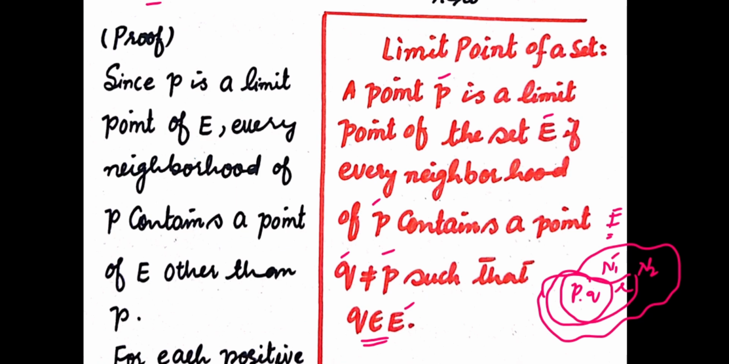Now I have to show that if P is a limit point of the set E, then there exists a sequence Pn.